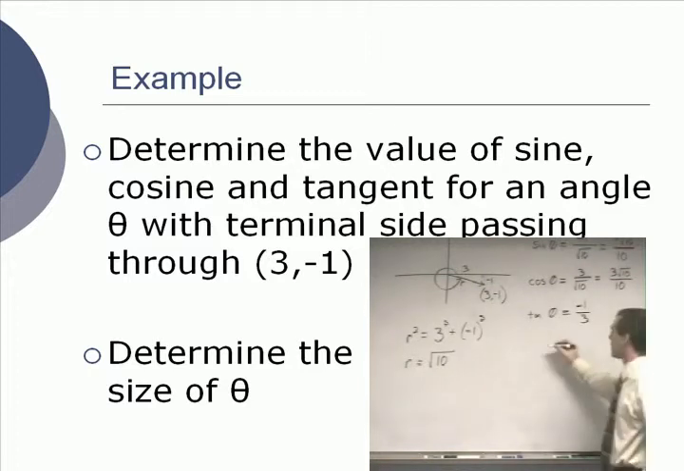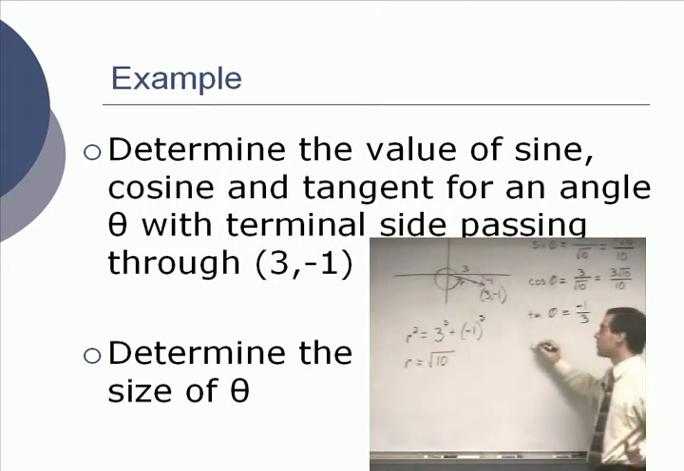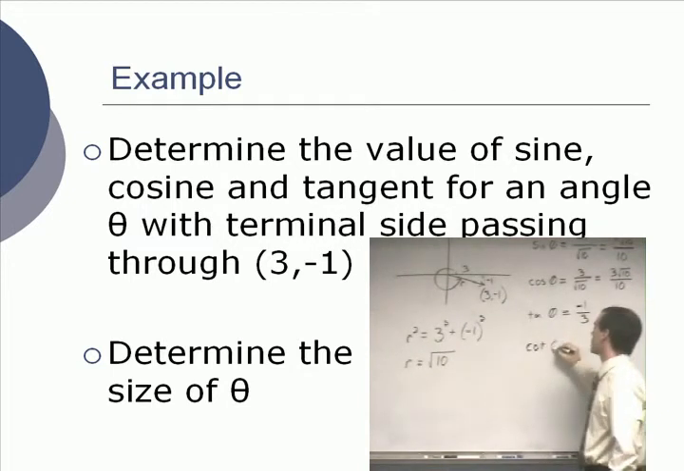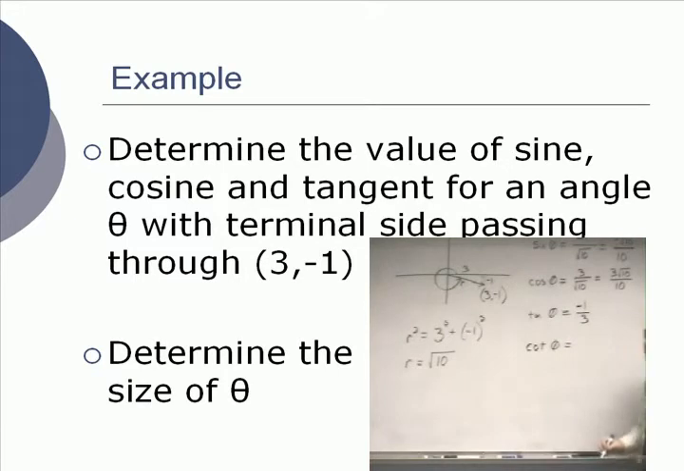What would cotangent of theta be? Now, these are very easy. You have no work to do. What will the cotangent of theta be? Remember how they pair up. Cotangent is the reciprocal of tangent. So all we do is flip that over. 3 over negative 1. Or in other words, negative 3.